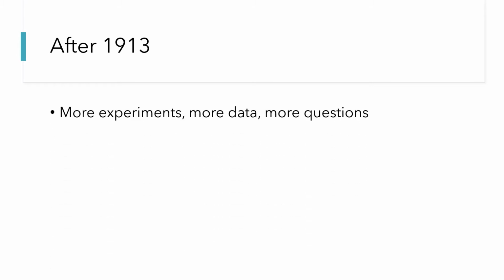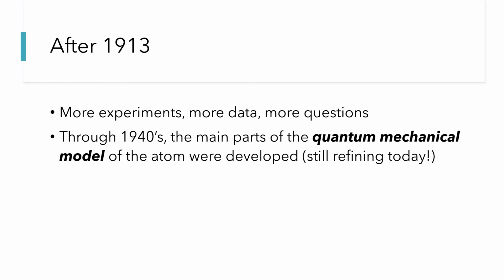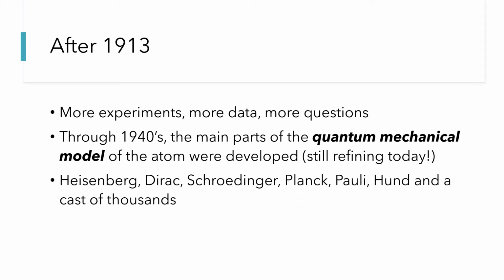So the Bohr model was developed around 1913. After 1913, scientists continued doing more experiments to try to figure out how electrons were arranged in atoms. They found more data and they started asking even more questions about this data. Through about the 1940s, the main parts of the quantum mechanical model of the atom were developed, and again, we're still working on it today.